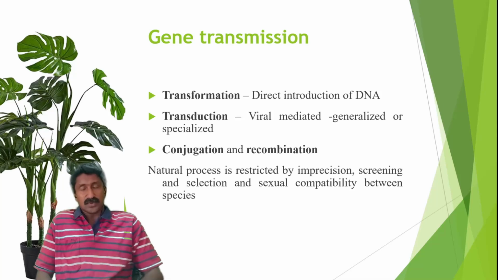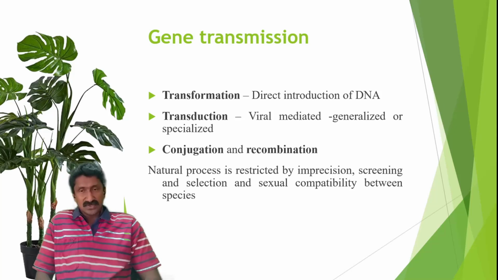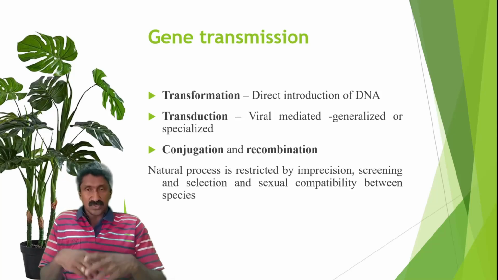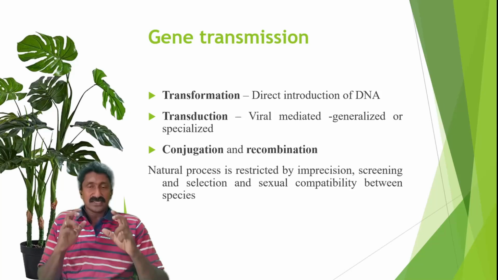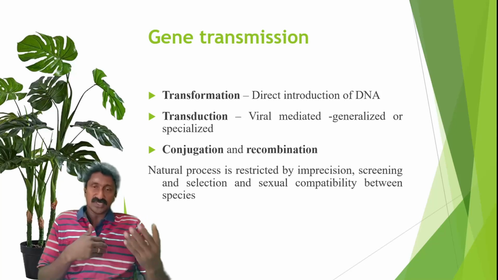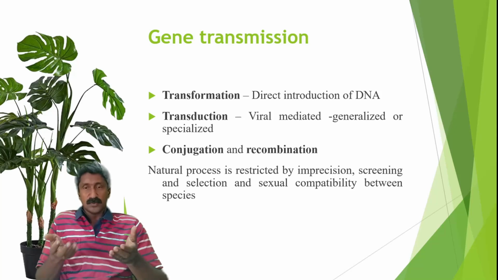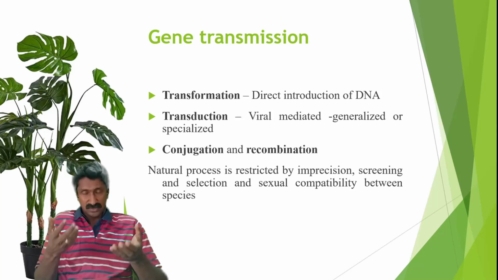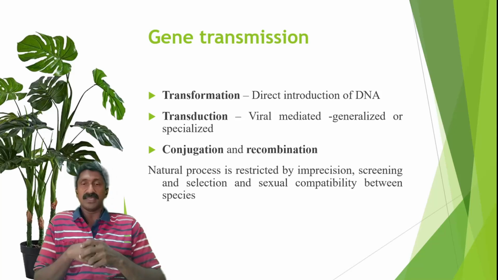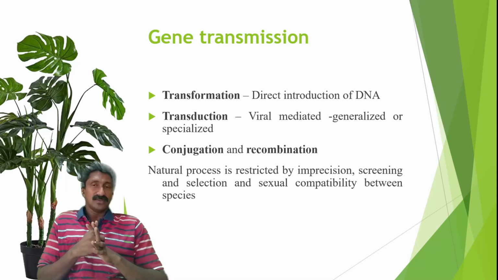And also such natural processes were basically limited by sexual compatibility between the species. So transformation or transduction or conjugation, that type of gene transfer is basically limited within that particular species. Between species, natural transfer of genetic material is not normally possible. So the possible genetic recombination or recombinant products produced by natural methods will be limited because of the sexual incompatibility between species. So these are some of the concepts about the natural process of gene transfer.